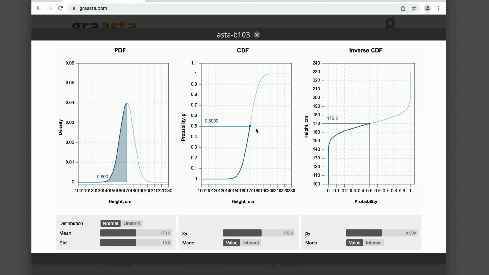This app demonstrates how to use theoretical distributions. You know from statistical course that any theoretical distribution can be represented by three functions. These functions have these acronyms: PDF, CDF, and inverse CDF. PDF is probability density function.